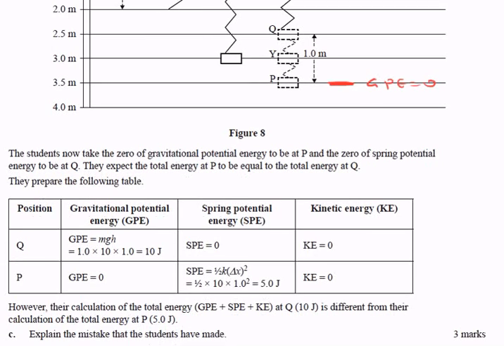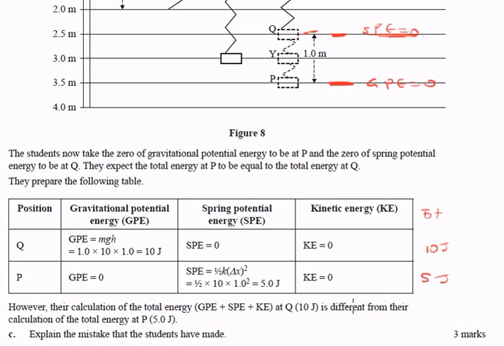And they've done some calculations. They've also taken the 0 of the spring potential energy to be here. So the students say spring potential energy equals 0 at this point when it's here. And they prepare their following table. So they say at Q and at P. At Q we've got 10 joules and 0 joules and 0 joules equals a total of 10 joules. And down the bottom they've got 0 plus 5 plus 0 equals a total of 5 joules.